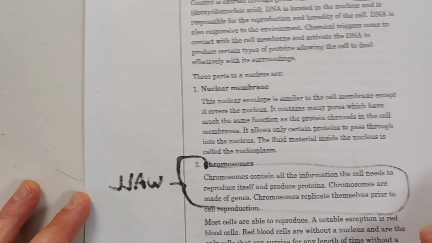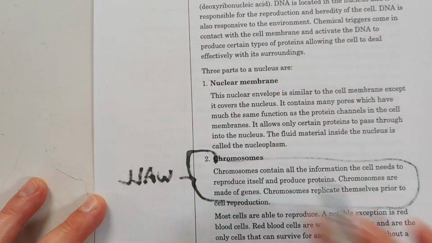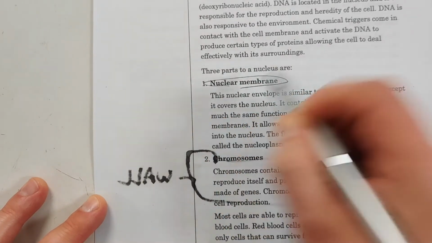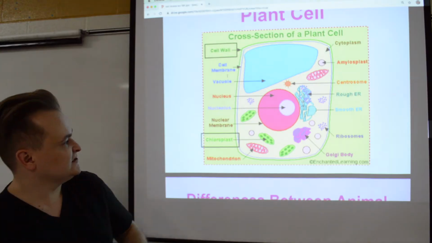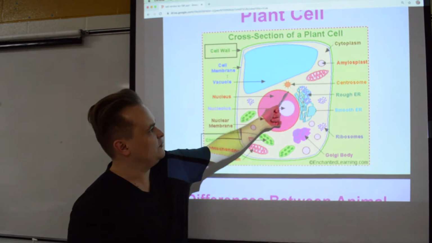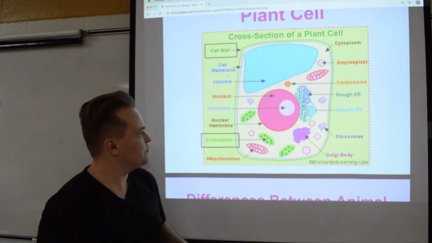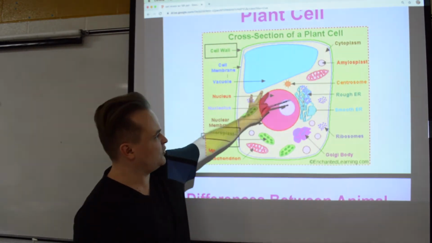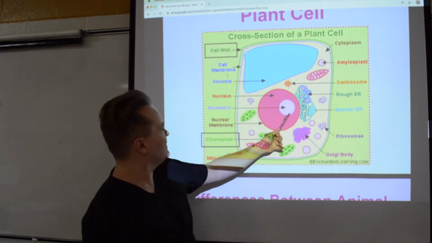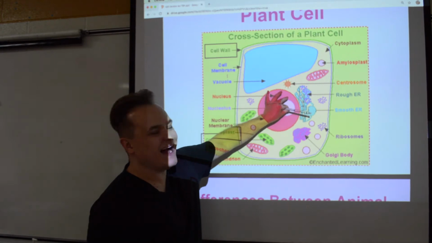3 parts of the nucleus. Sorry that I used the marker on the other side there. But the nuclear membrane, that's going to be what surrounds the nucleus. That's part 1. The nucleus itself is the whole thing. And the nucleolus is the eye, right?